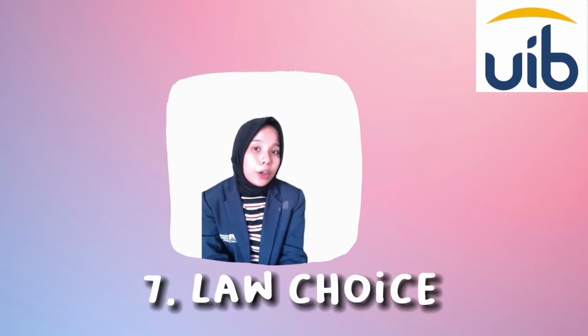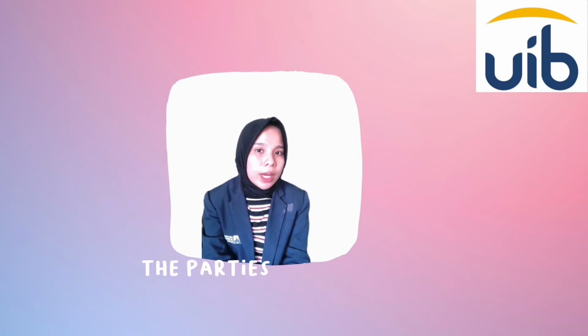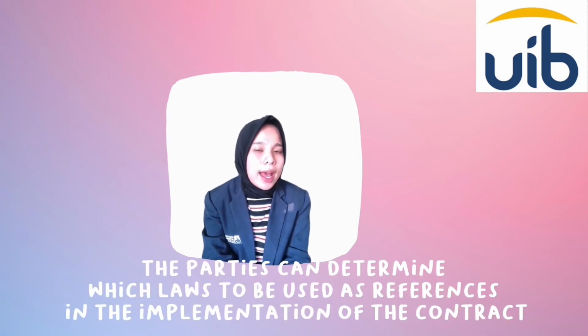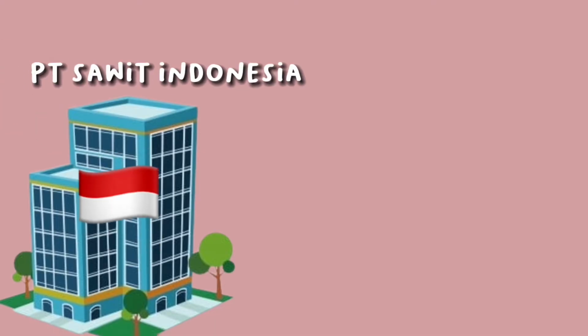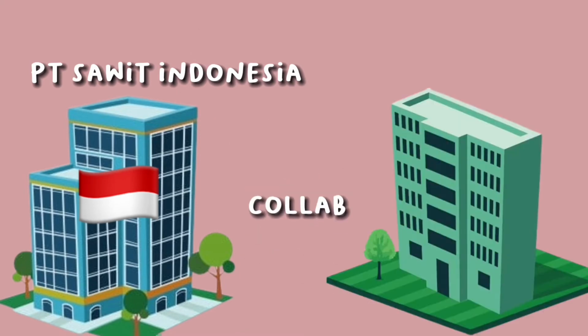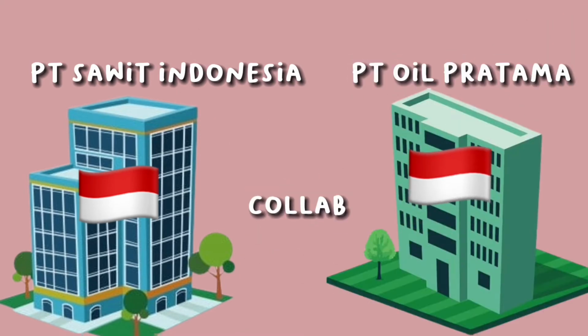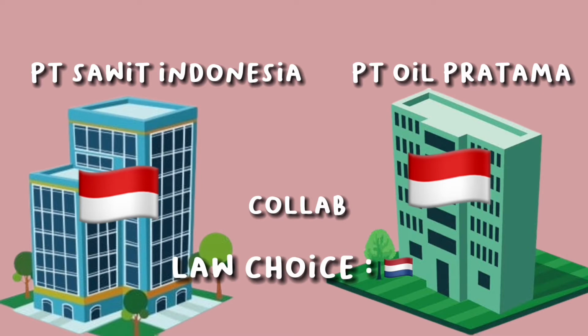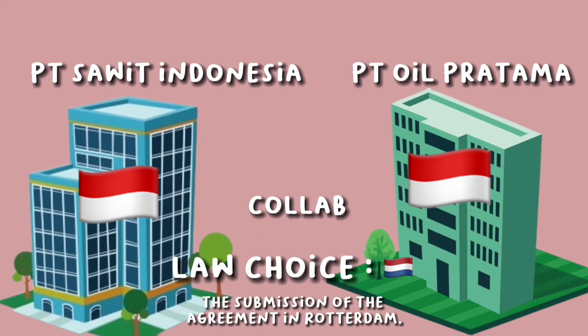7. Law choice. The parties can determine which laws are to be used as reference in the implementation of the contract. Example, PT Sawit Indonesia in collaboration with PT Oil Pratama, they cooperate to sell and purchase palm oil. Then they choose the legal options in the Netherlands and the submission of the agreement in Rotterdam.